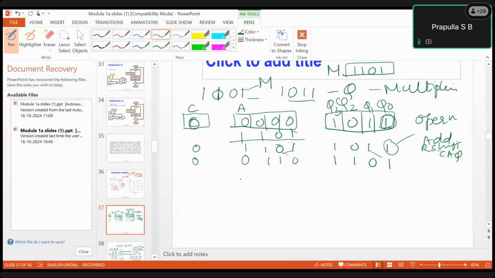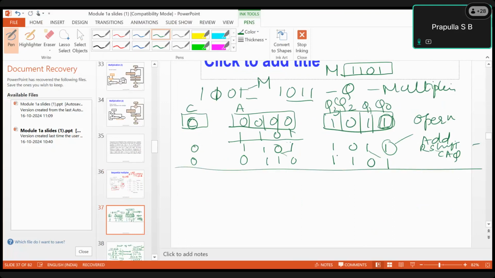how many steps do I have to do? The number of bits in my multiplier is 4, so 4 steps I have to perform. Then this was my first cycle. In the second cycle, I'll just draw a line.